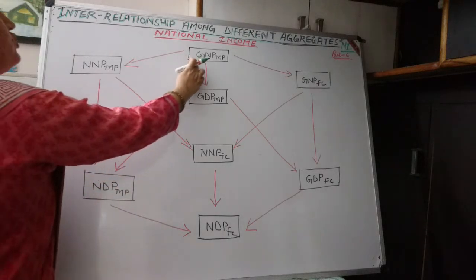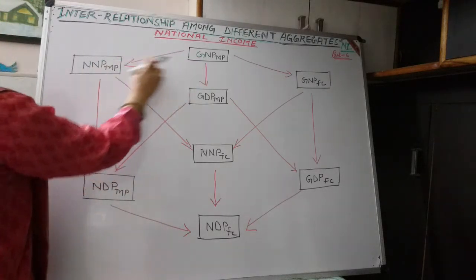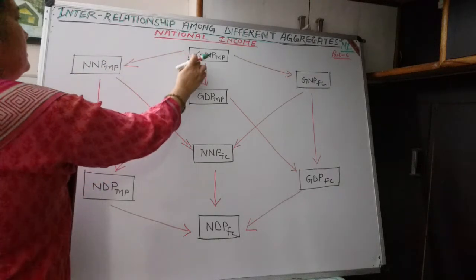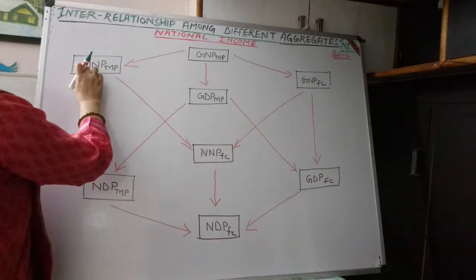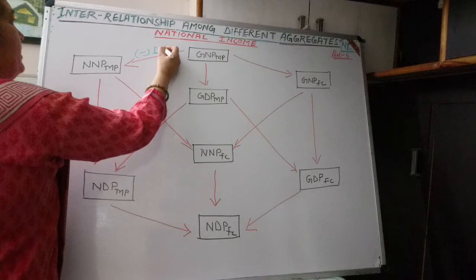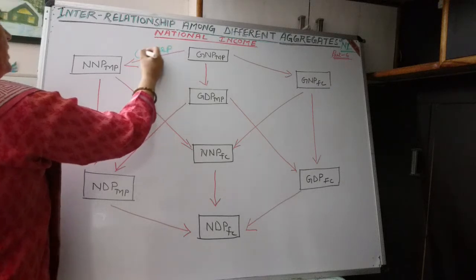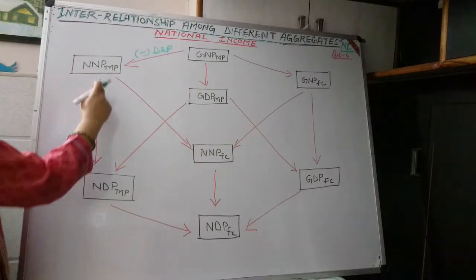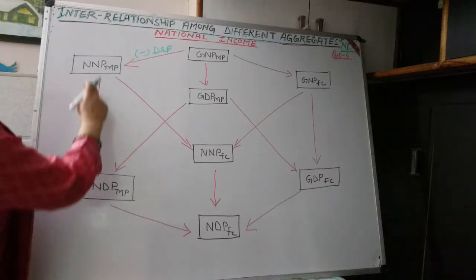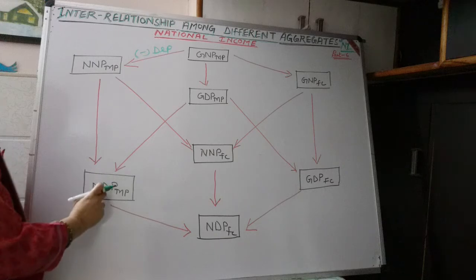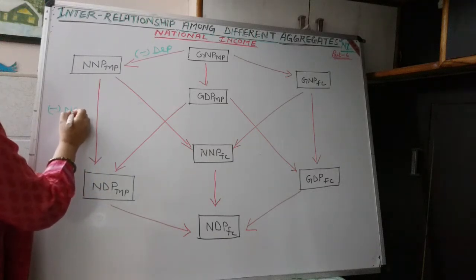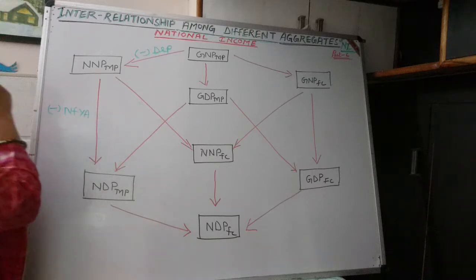First of all, GNP at MP, and we have to convert GNP at MP into NNP at MP. The difference is just gross and net in between. If we deduct depreciation from it, it means minus depreciation, then we can calculate NNP at MP. Next, NNP at MP we have to convert into NDP at MP. We have to convert national into domestic, minus net factor income from abroad.